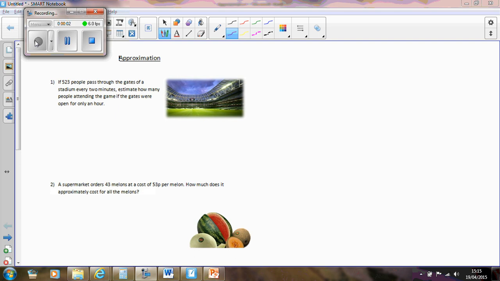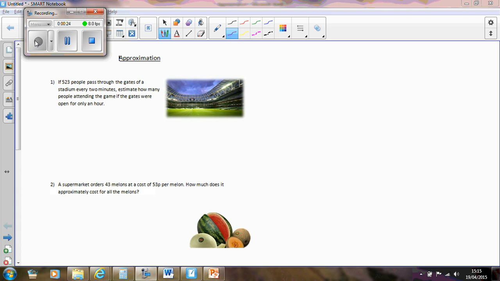If in the exam it asks you to approximate, it means estimate. It doesn't want an actual accurate answer. It wants something which is quite easy to work out. So you kind of need to round to the nearest 10 or the nearest 100 to be able to work out the answers to things.